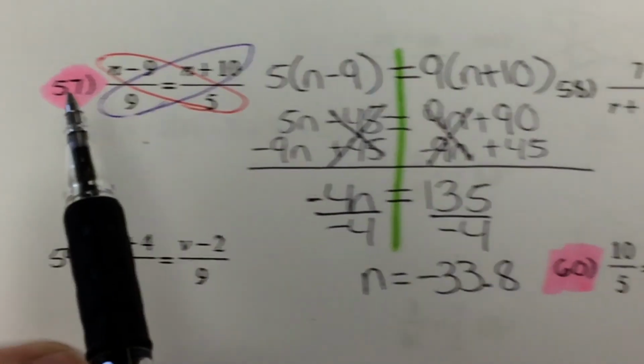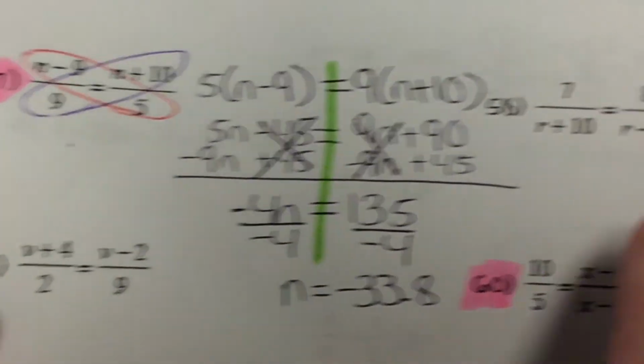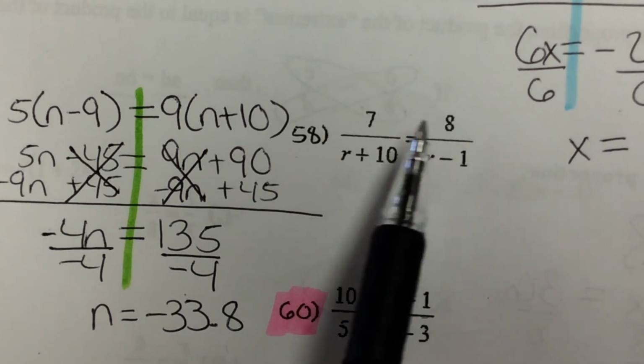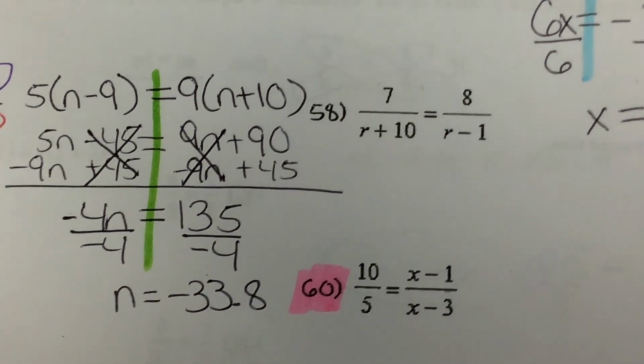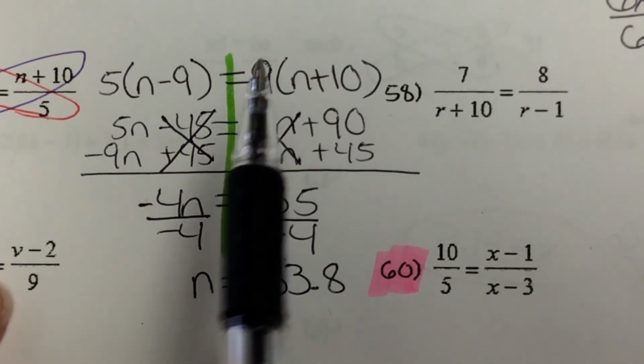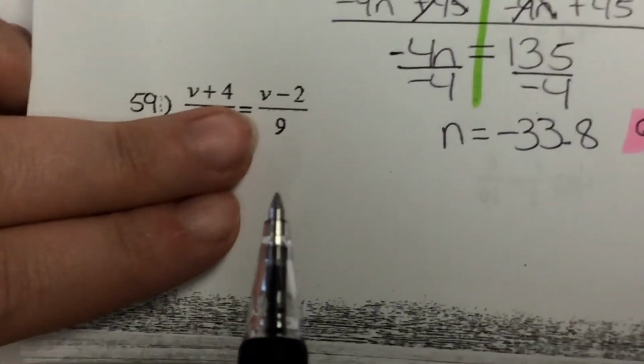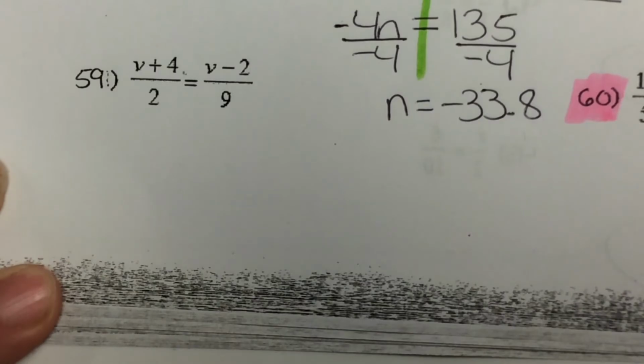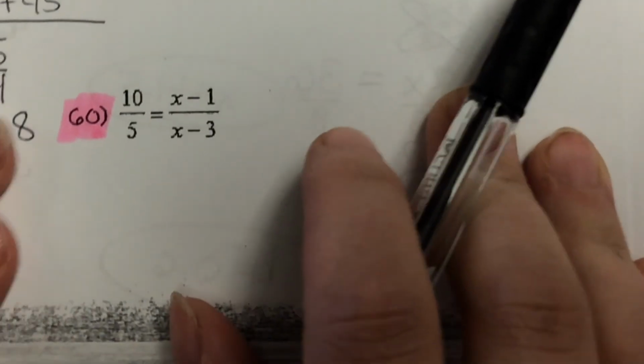58 looks like 57. It's just that instead of in the numerators, they're both in the denominator. But you're going to end up getting the same kind of problem. And what I mean by that is you're going to have distribution on both sides. Same thing here. We have 2 expressions with 2 variables in the denominator, or in the numerators. Okay, so let's look at 60.